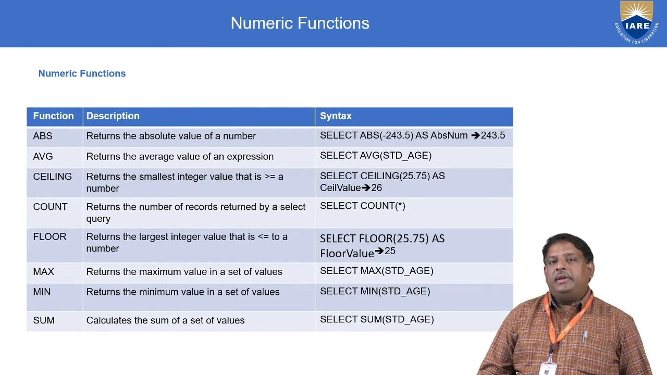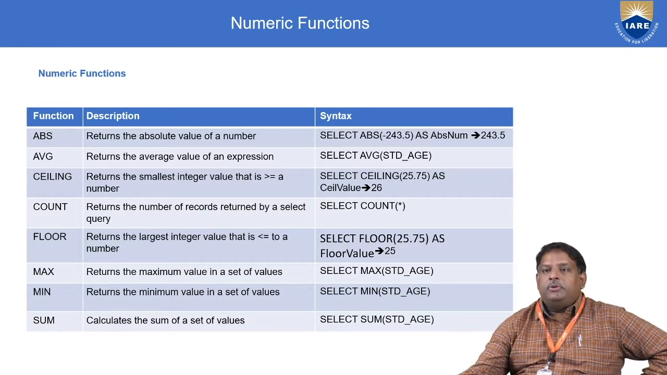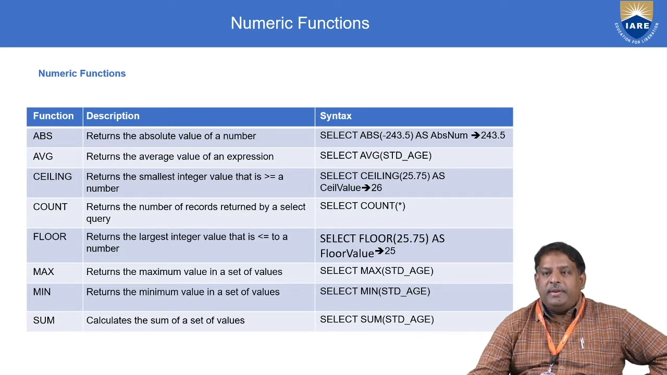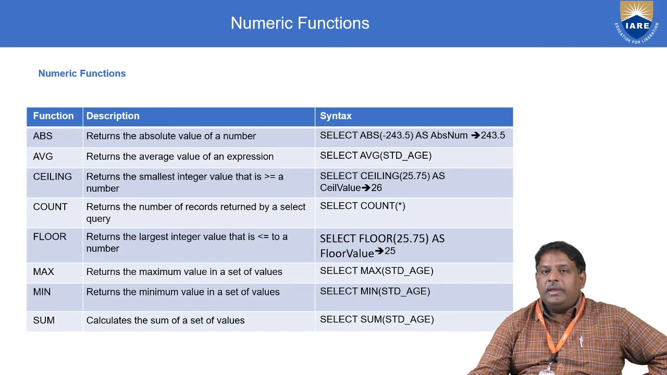Floor. We have seen ceiling. Now the exact opposite is floor. This returns the largest integer value that is less than or equal to the given number. So my number is 25.75. When I say floor of this number, it will give me 25, whereas ceiling gave me 26. Floor has given me 25.